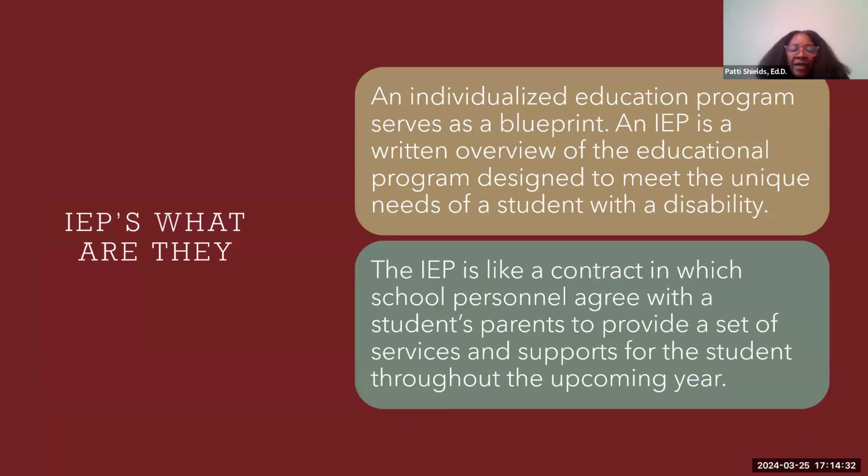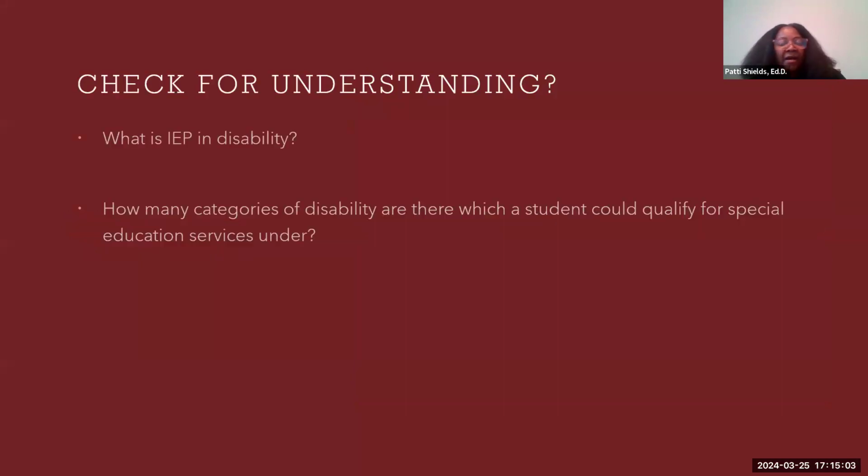More information on what an IEP is: an individualized education program serves as a blueprint. An IEP is a written overview of the educational program designed to meet the unique needs of a student with a disability. The IEP is like a contract in which the school personnel agree with the student's parents to provide a set of services and supports for the student throughout the upcoming year. And IEPs are governed by the federal law IDEA, which is the Individuals with Disabilities Education Act.